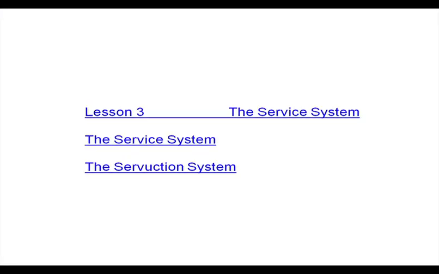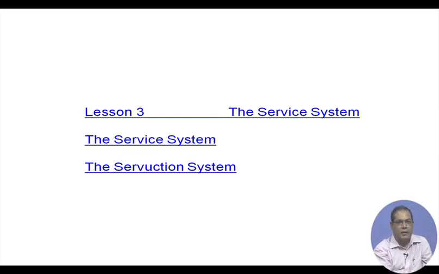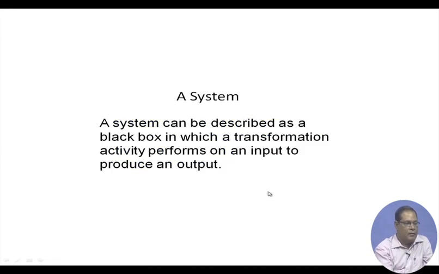So, we see the third lesson, which is about the service system. Here there are two topics, the service system and the serve-function system. So, what is a system? A system can be described as a black box in which a transformation activity performs on an input to produce an output. So, it is basically a black box, and there is an input to the black box and then there is an output. That black box and the input and output can all together be called a system.